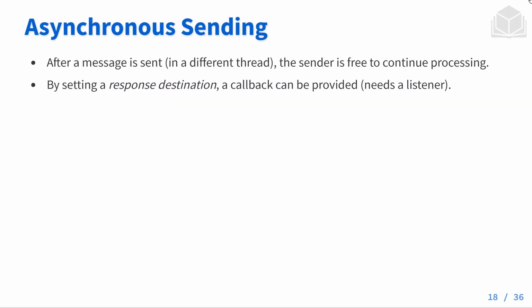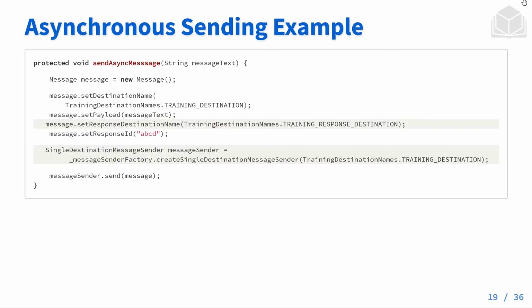After that, we have asynchronous sending, which means that after a message is sent in a different thread, the sender is free to continue processing. And we do this by setting a response destination. And by setting a response destination, a callback can be provided, but that needs a listener. We have an example of asynchronous sending here. What we're doing is setting the response destination name for the message. In this case, we'll be setting it to training response destination. And then we're going to create a single destination message sender, which we're going to call message sender.